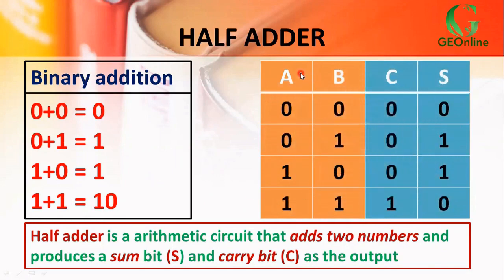So this is the truth table of a half adder. We have two inputs A and B and two outputs, sum and carry. 0 plus 0, carry is 0 and sum is 0. 0 plus 1, carry is 0 and sum is 1. 1 plus 0, carry is 0 and sum is 1. 1 plus 1 is 1, 0. Therefore, sum is 0 and carry is 1. So we have to develop a circuit which can add these two numbers with this output.